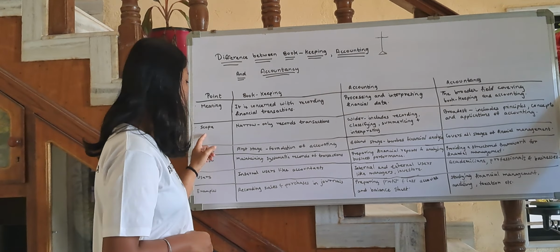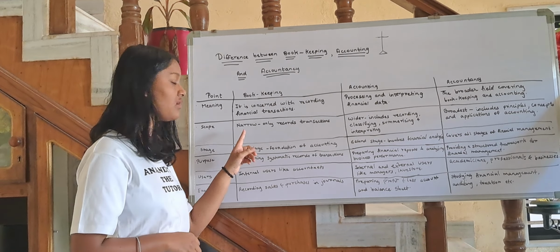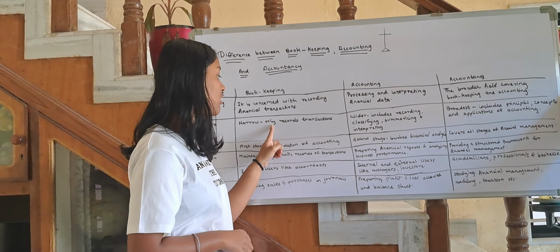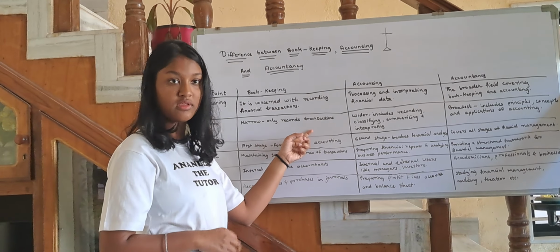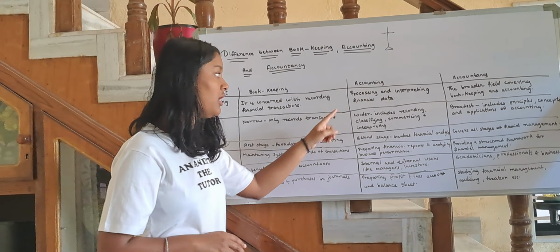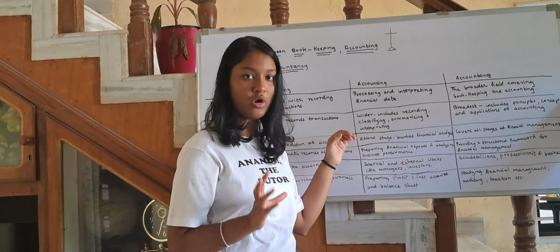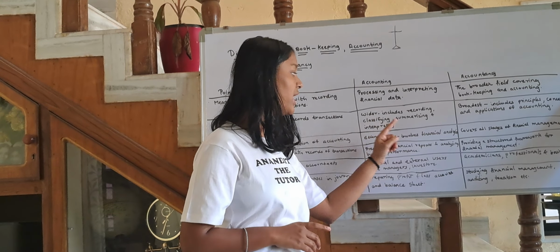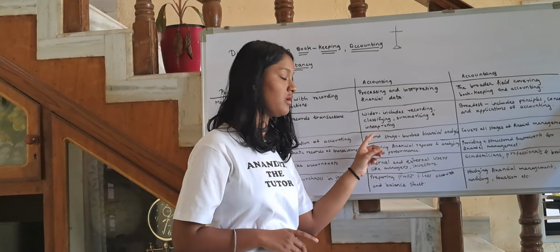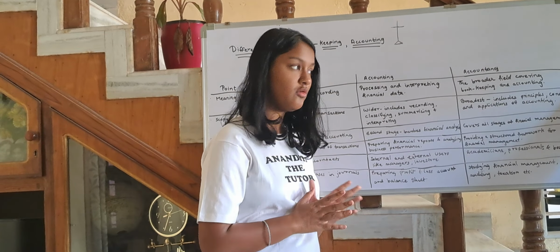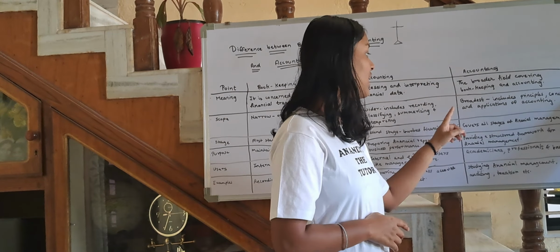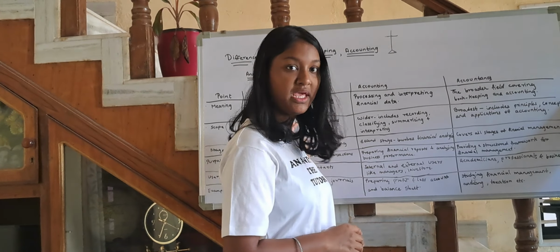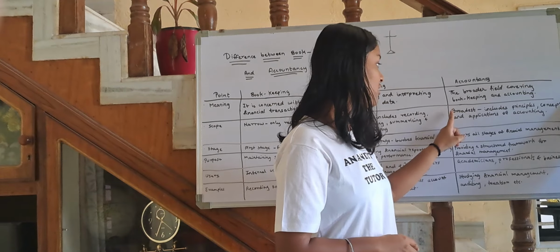Now the second point is scope. So bookkeeping is a narrow concept, it has a narrow scope because it includes only recording transactions. It doesn't include anything else. Then accounting is a slightly broader concept. It has a wider scope which includes recording, classifying, summarizing and interpreting. Here everything is included. Okay. And accountancy has the broadest scope because this includes, as I said, both bookkeeping and accounting. So it is the broadest concept.